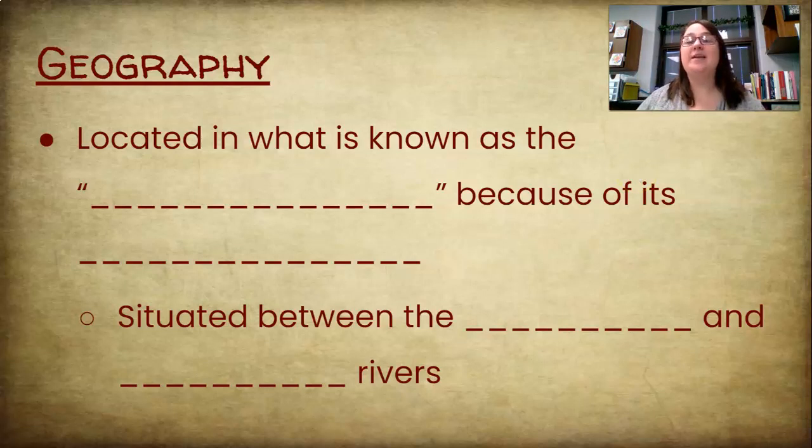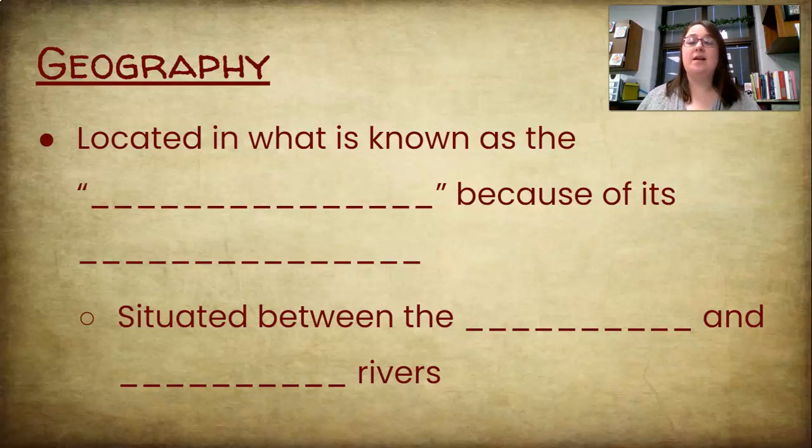Mesopotamia is a region. It's an area that existed thousands and thousands of years ago. It doesn't exist anymore in the way that we think of it. Now there's countries that are there. There weren't countries back in the time of these ancient civilizations in Mesopotamia.